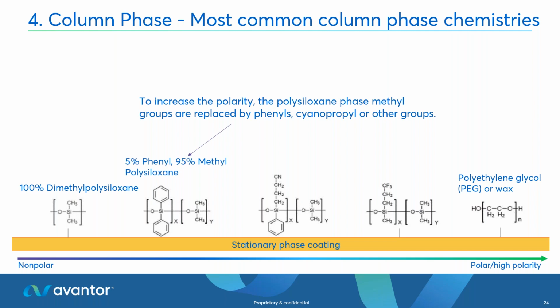You can see this would usually maybe be from our selection of columns, a high 5. So this is a low polarity column with 5% phenyl, replacing some of the methyl groups. Then we've got cyanopropyl phenyl. You can see the percentage changing. So this is just a few variations of the types of phases that you can use.